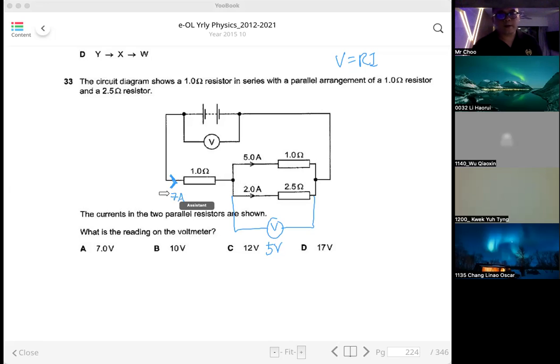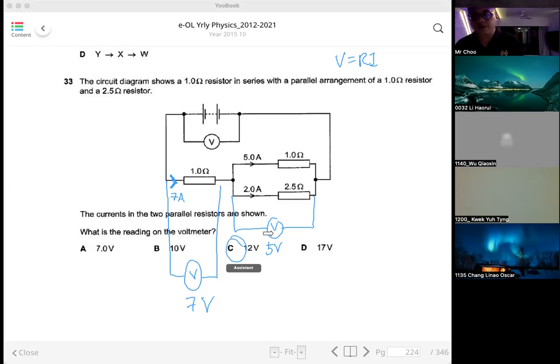Clear? So same thing, if I were to put a voltmeter here, V equal to Ri. So this voltmeter will show a potential difference of 7 volt. Clear? So this V, the EMF provided by the battery, will be a sum of the PD of these two values. So what's the answer? The answer will be C. Are you clear about this now? Okay, for this question, if you understand, give me a thumbs up. Thumbs up.